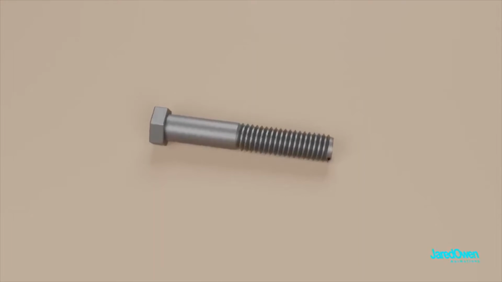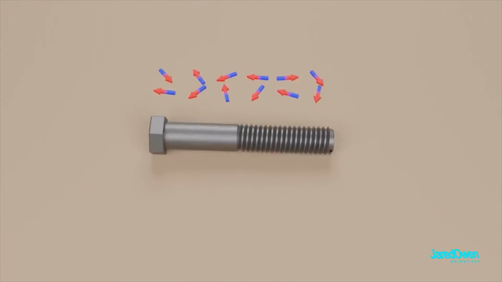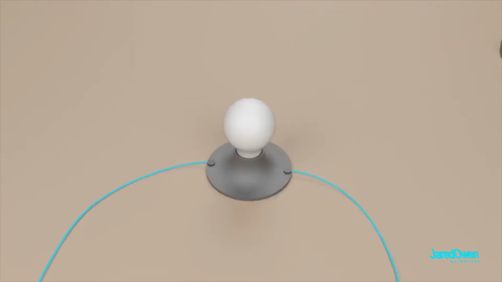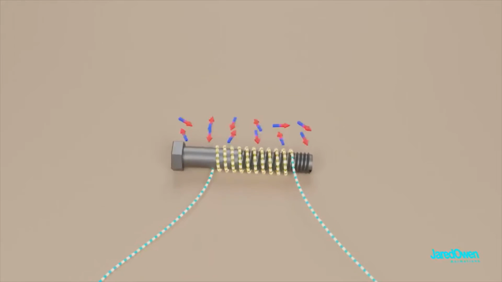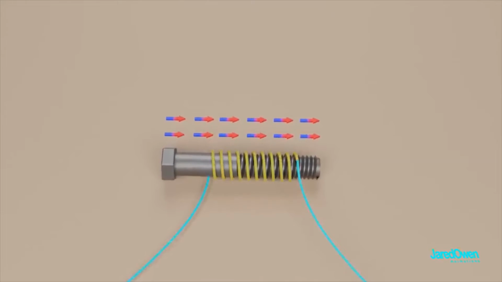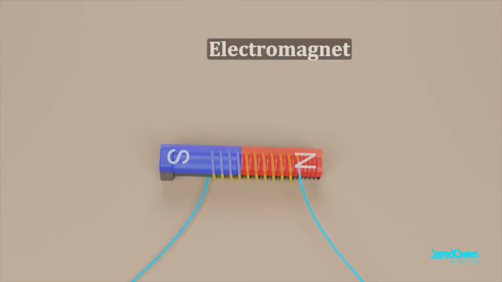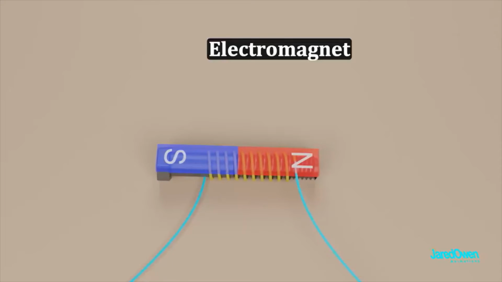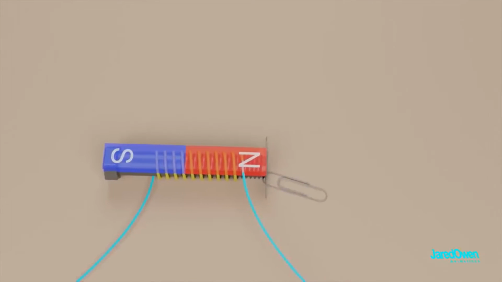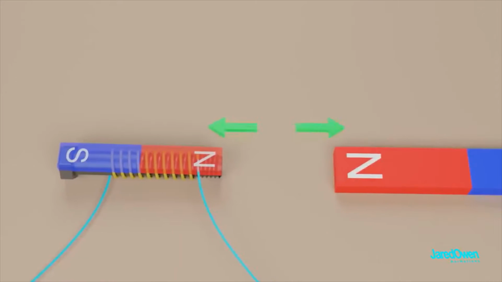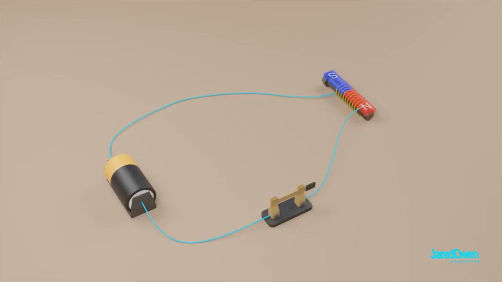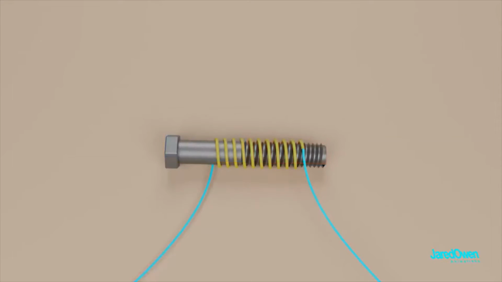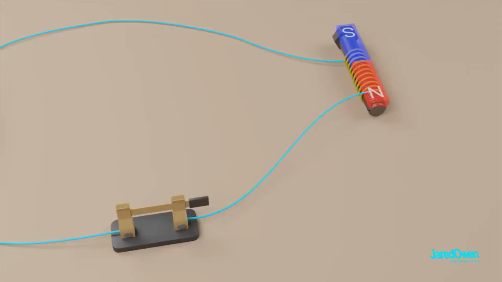Here's a metal bolt which is not a magnet. It's made up of magnetic domains, but they are pointing in random directions. Now let's take a wire, wrap it around several times, and then create a circuit. The current through the wires forces the magnetic domains to line up. That means we've just made a magnet, or more specifically, an electromagnet. It can do the same things that a permanent magnet can. It can pick up pieces of metal, and it has a north and a south pole which will attract or repel other magnets. But the electromagnet is special in the sense that it can be turned on or off, just like the light bulb. You can't do that with a permanent magnet.